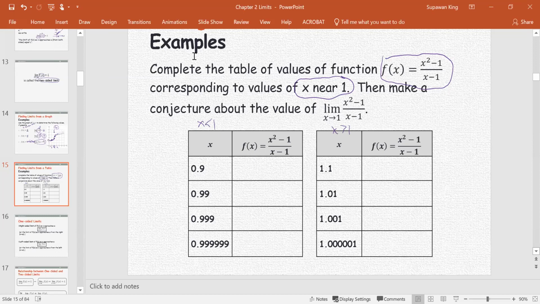Before we complete the table, can you tell the domain of this rational function is any number but 1? Do you agree? x cannot be 1, right? Yes. Yep, because if you put x equals 1 in there, it's going to make it undefined.